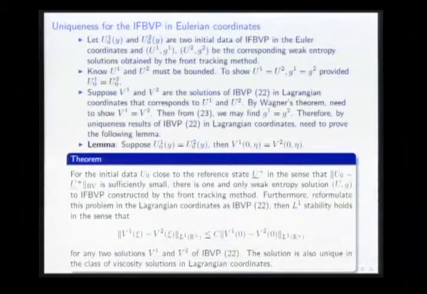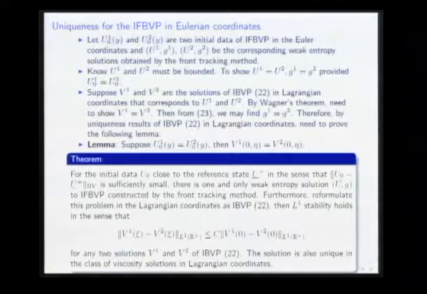So suppose V1 and V2 are solutions to the initial boundary value problem in Lagrange coordinates that correspond to U1 and U2. Then by Wagner's theorem, we just need to show that V1 and V2 are equal. Now remember from an earlier relation, we can also show that G1 will equal G2. So therefore, by the uniqueness result in the Lagrange coordinate, we just need to prove the following lemma. Basically, we have to check that the corresponding initial data in the Lagrange coordinate respect the Euler-Lagrange transformations we make based on U1 and U2.